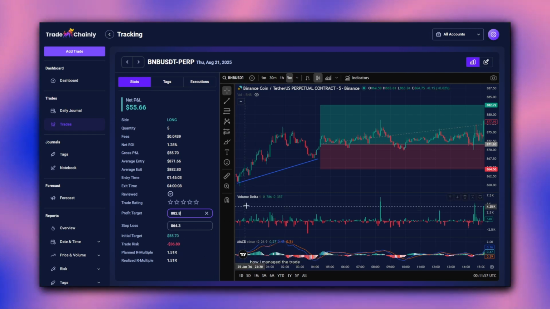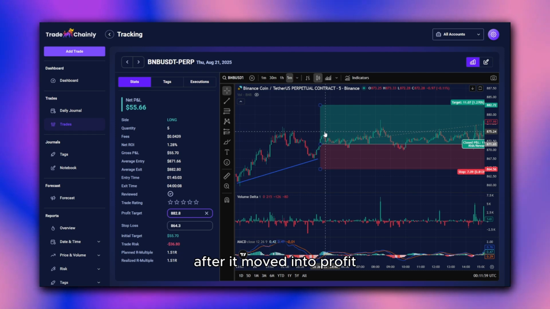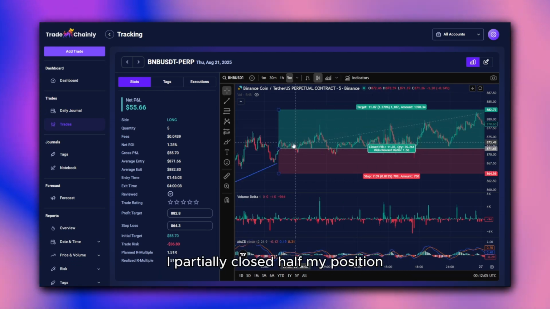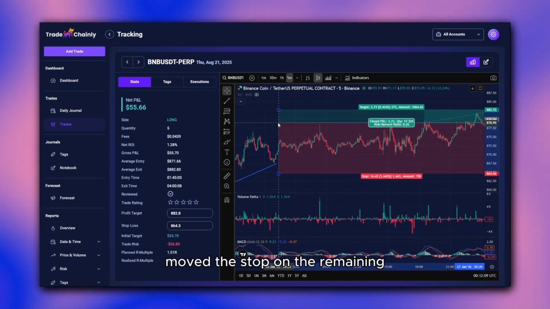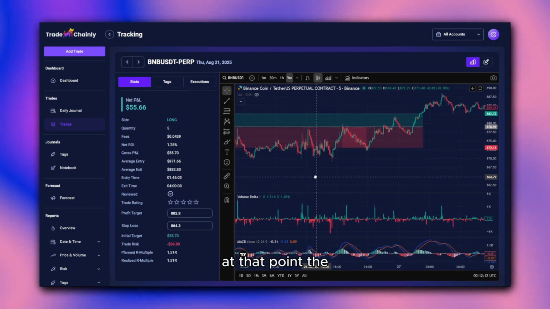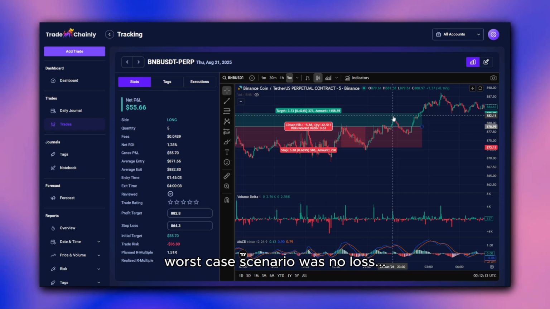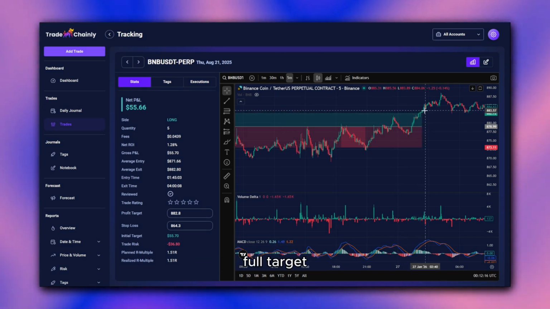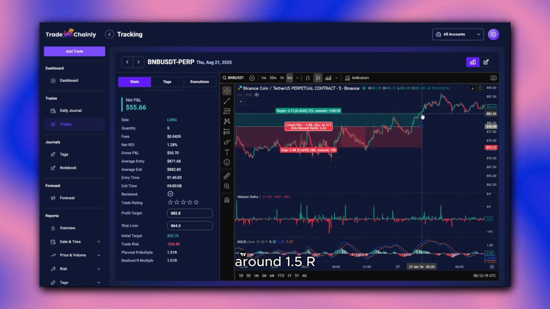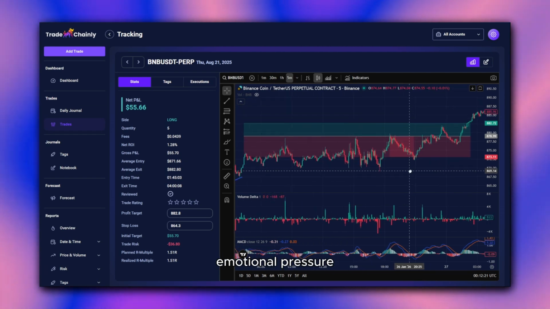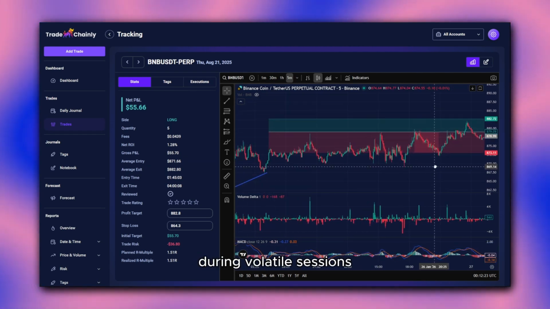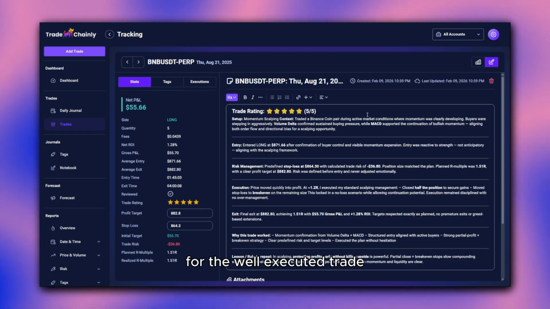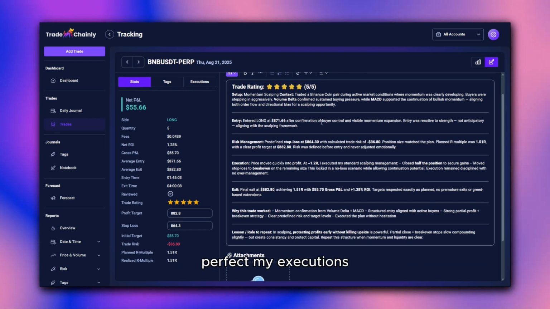The real lesson here is how I managed the trade after it moved into profit. Once the price reached about 1.2R, I partially closed half my position, moved the stop on the remaining position to break even. At that point, the worst-case scenario was no loss, and from there, I just let the trade play out. Eventually, it reached the full target, around 1.5 R. It dramatically reduces emotional pressure and protects capital during volatile sessions. At the end, I wrote a summary note for the well-executed trade. I will be using it to perfect my executions.